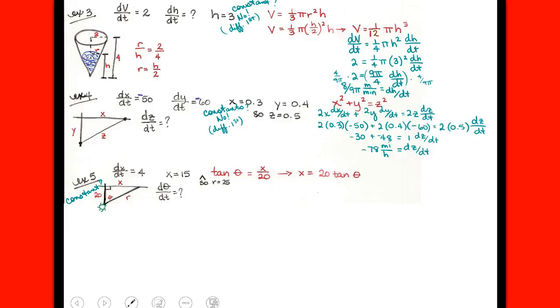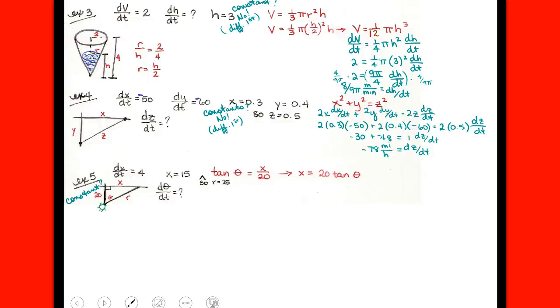All right, example 5, last one that we're going to look at for today. For example 5, it says a man walks along a straight path at a speed of 4 feet per second. A searchlight is located on the ground 20 feet from the path and is kept focused on the man. At what rate is the searchlight rotating when the man is 15 feet from the point on the path closest to the searchlight?